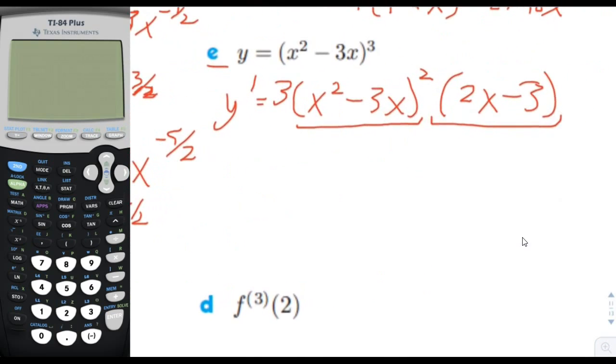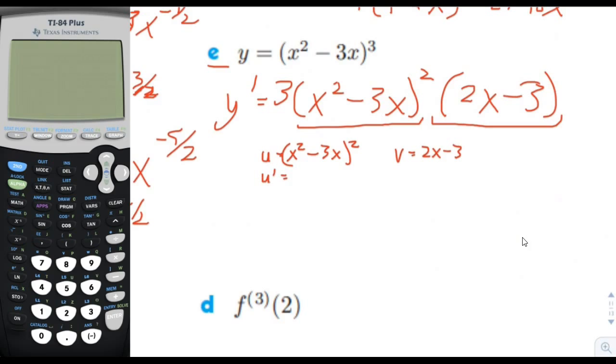And then enlarge this. Okay, so we're going to have u equals x squared minus 3x quantity squared. And v is equal to 2x minus 3, right? So u dashed is going to be equal to 2 times x squared minus 3x times, and then we have to multiply it times the derivative because of the chain rule. Okay. And then v dashed would be equal to 2, right? And then when we take the second derivative, we're going to multiply 3 times everything, because this 3 here, we can't leave it out. Okay?